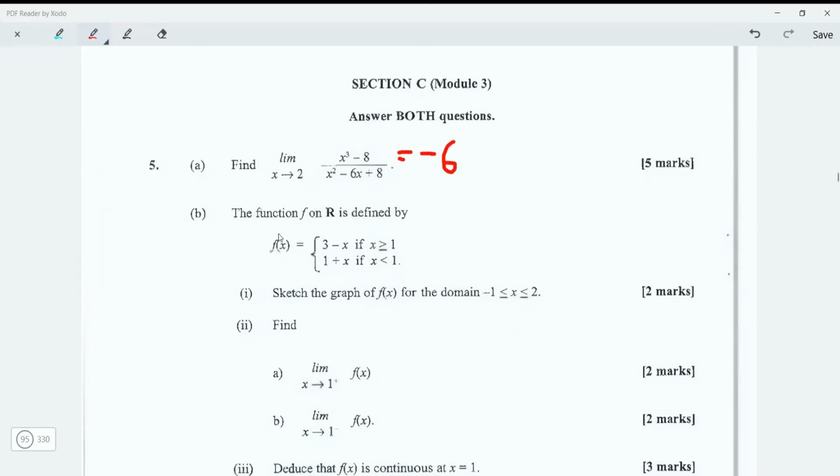Now this question says the function is defined by 3 minus x when x is greater than or equal to 1, and it is 1 plus x when x is less than 1. It says sketch the graph for this function on this particular domain. I'm not going to sketch the graph by hand. What we're going to do is open the Geometer's Sketchpad and draw this graph. We're going to actually draw the graph. All right.